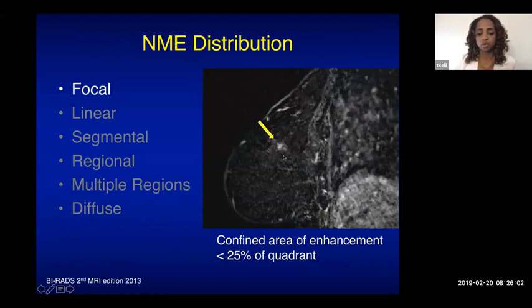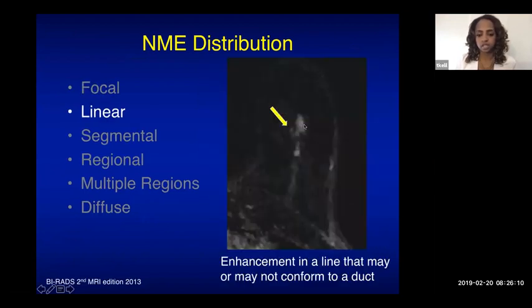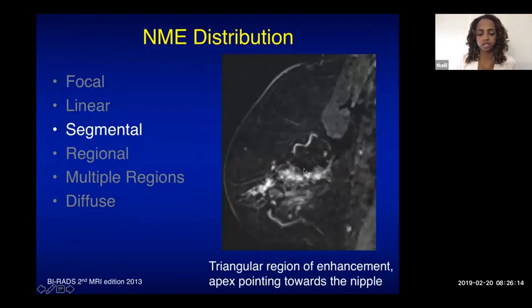So once you identify an NME, you want to describe the distribution. It can be focal, which is confined to an area which is less than 25% of a quadrant, as you can see here. It could be linear, as the name implies, enhancement in a line. It could be segmental, or a triangular region of enhancement with the apex pointing towards the nipple. This is usually a suspicious finding because it indicates that this abnormal process is following a ductal pattern.